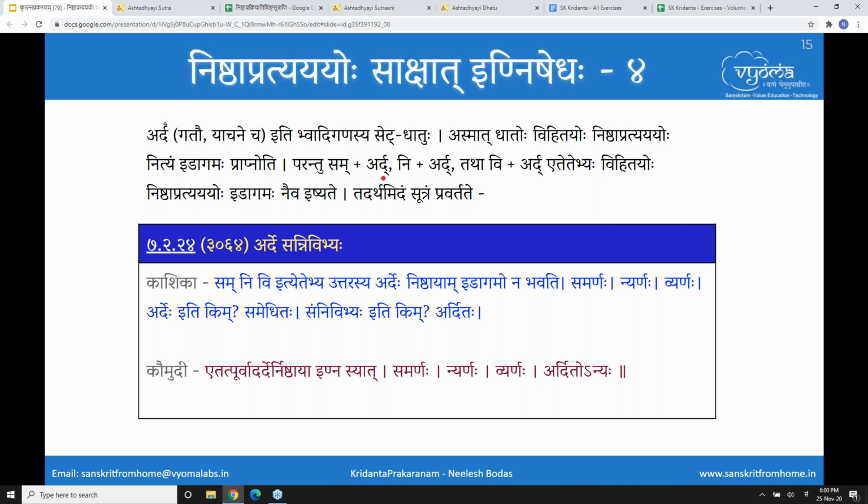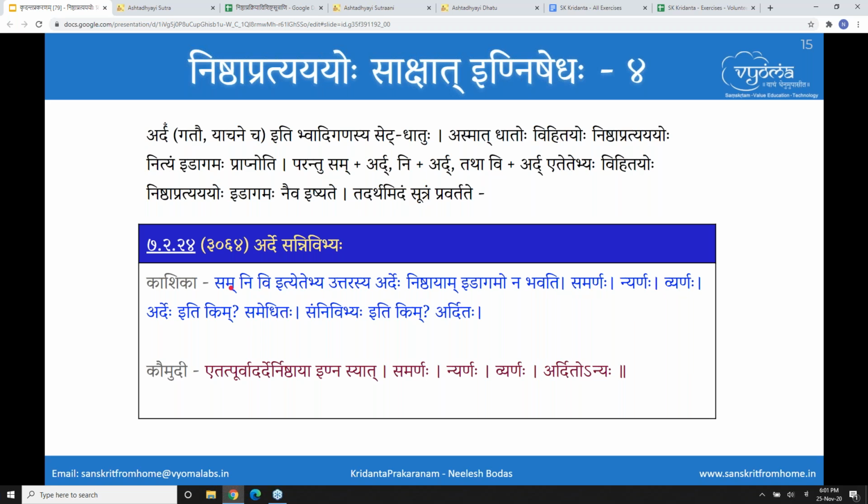So sama plus arda and ni plus arda and vi plus arda. That's arde sam ni vibhyaha. Sama plus arda, ni plus arda, vi plus arda. Etebhyaha ityetebhyaha vihitayoho nishtha pratyayah idagamaha naiva ishyate. So sama plus arda plus ta will become samarna. Ni plus arda plus ta will become nyarana. Vi plus arda plus ta will become vyarana. So that's it. Nothing else.